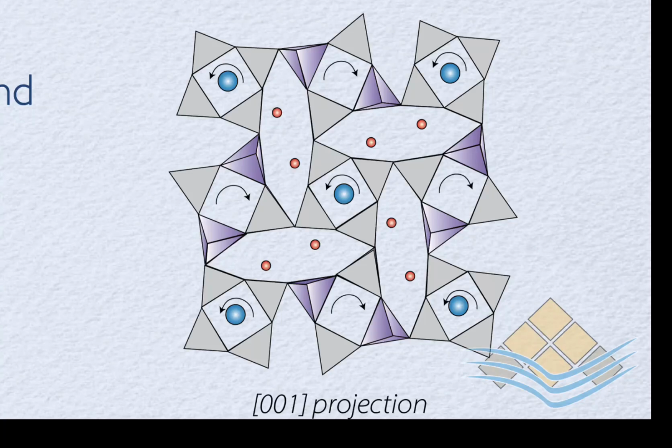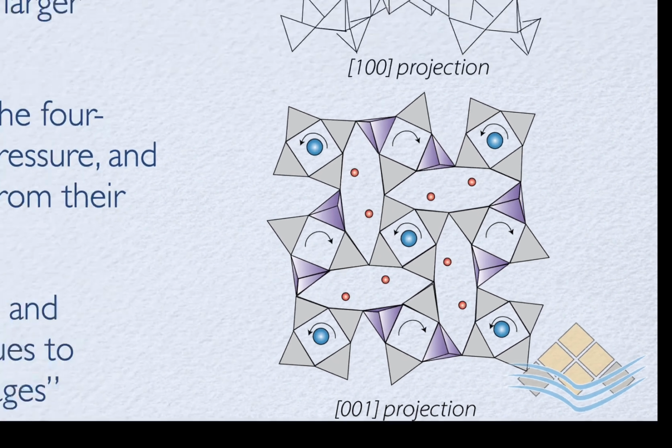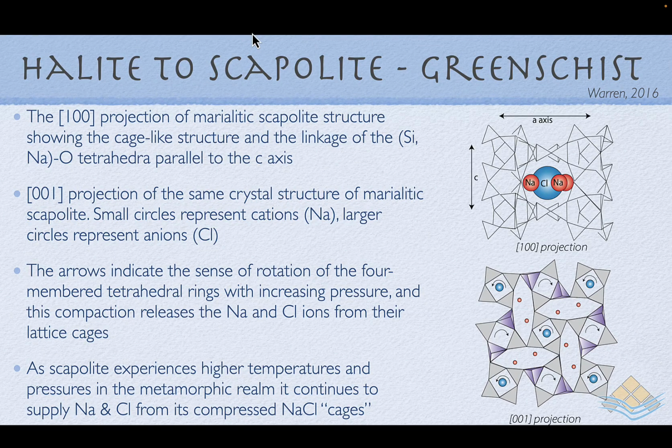And the arrows around those structures are indicating the sense of rotation of the four-membered tetrahedral rings as we increase the pressure. And of course, what that does as we squeeze the scapolite lattice is that it allows the sodium chloride that's held in those cages to be compressed, and so it will supply sodium chloride into the adjacent metamorphic fluids. So scapolite, or metamorphic scapolite, continues to be a source of sodium chloride beyond the formation of the initial marialitic scapolite as we compress that scapolite lattice, passing into higher metamorphic grades.